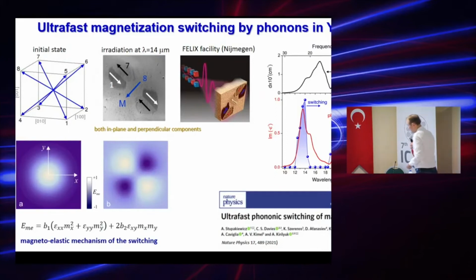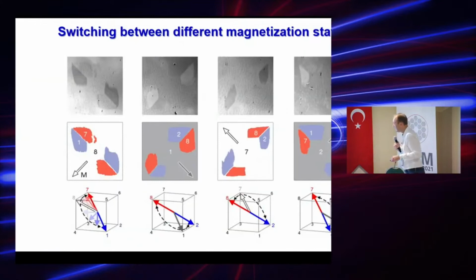This mechanism is based on a magnetoelastic mechanism of switching in the domain, produced by some diagonal strain, of course corresponding to the initial magnetization orientation. I would like to focus only on the different magnetization states in this case, confirming our mechanism produced by the strain. You can see the 4 initial states of the domain after switching by a single irradiation pulse.